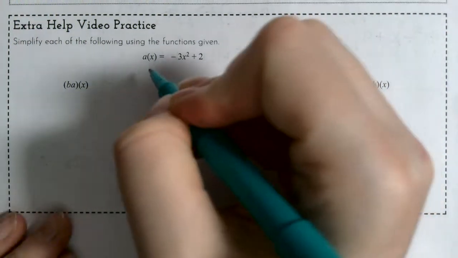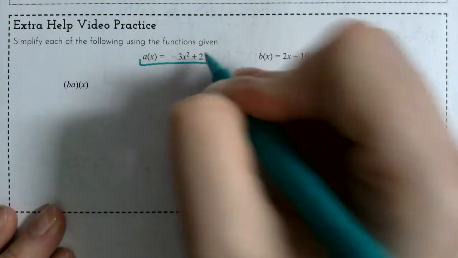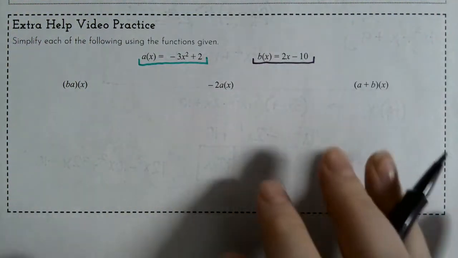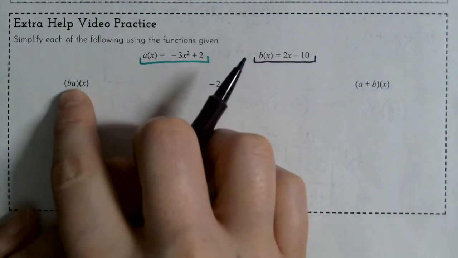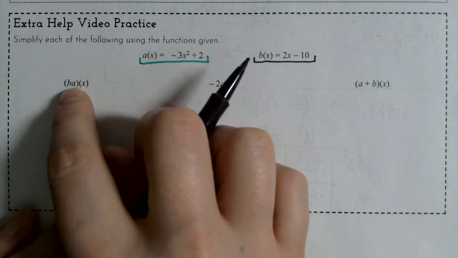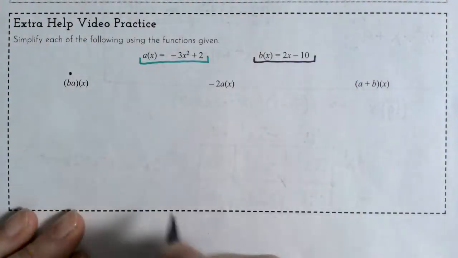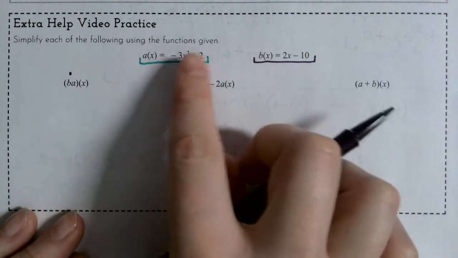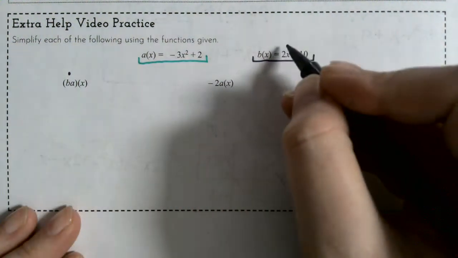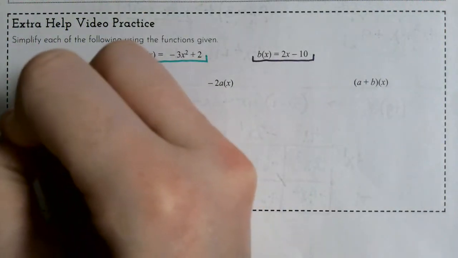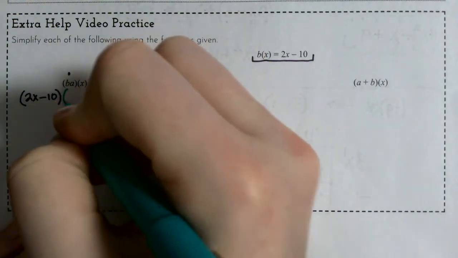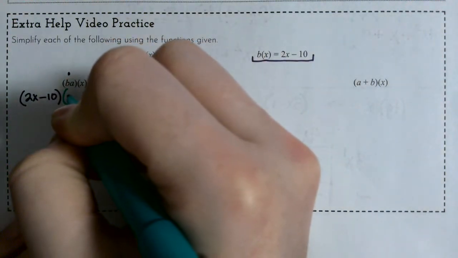I'm going to color code mine to be a little bit better. So A, I'm going to do in this blue color, and then B, I'm going to do in this dark purple, so you can see the difference of where they go. This first one says BA and then X. So BA, those are squished together, that means multiply. And X is just telling us that that's the variable we're using. So I need to do this as a multiplication. B comes first, so I'm going to put in parentheses 2x minus 10. And then A, right up next to each other because they're multiplied.